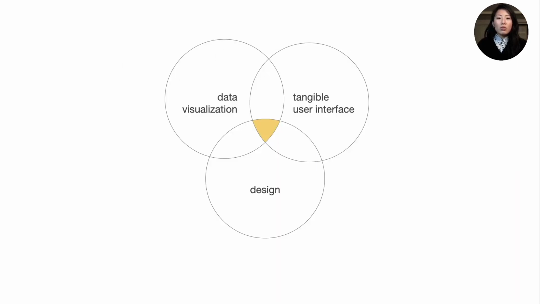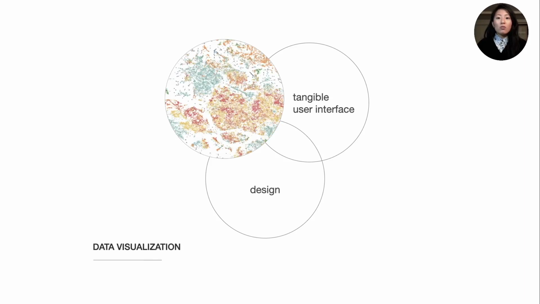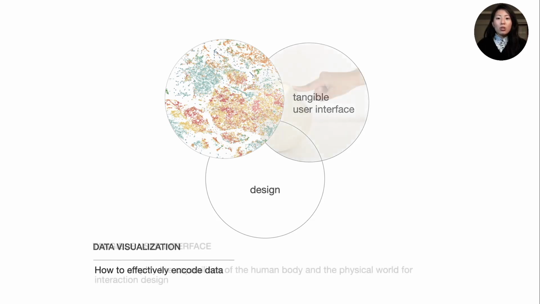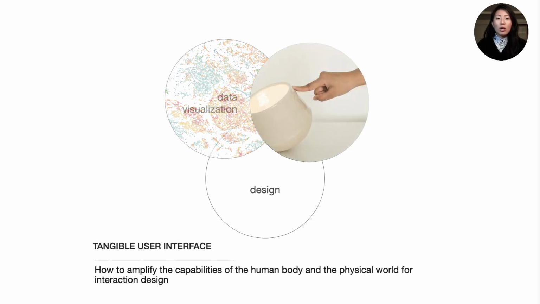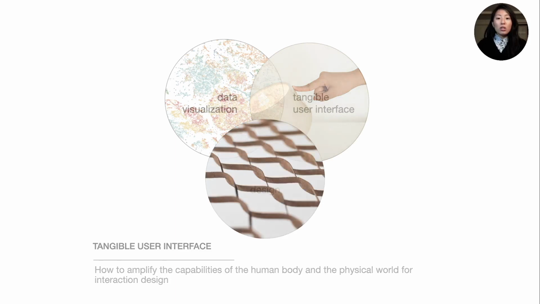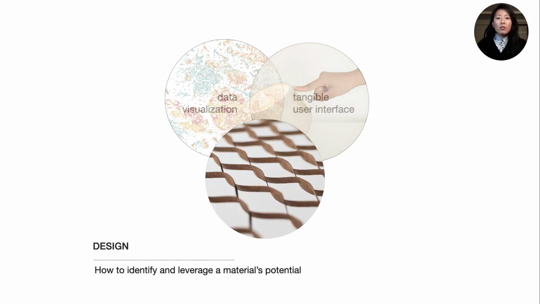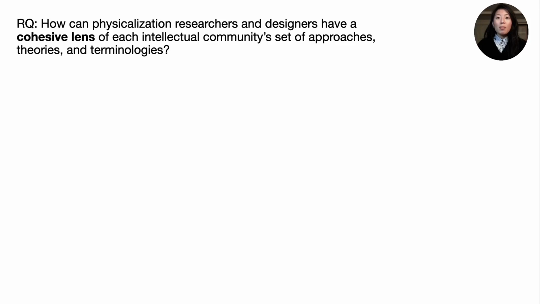This diversity reflects how data physicalization sits at the crossroads of various domains, yet the field currently lacks a cohesive lens. Consequently, designers and researchers may be unaware of the knowledges and practices emerging in other communities, such as data visualization, which investigates how to effectively encode data, tangible user interfaces, which focuses on how to amplify the capabilities of the human body and the physical world for interaction design, or design, which focuses on identifying and leveraging a material's potential. Thus, how can physicalization researchers and designers have a cohesive lens of each intellectual community?